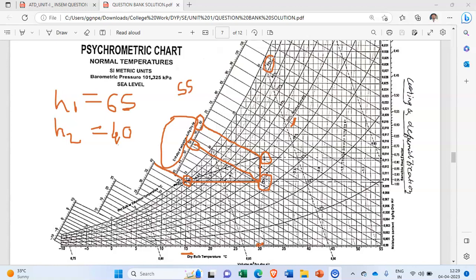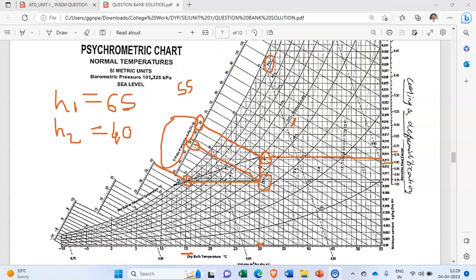Now how to calculate the values of specific humidities? Specific humidities, that is W1 and W2, can be found by drawing this. From point number 1 draw a straight horizontal line to the right, and it will intersect at this particular location. I will zoom it so that you can understand. Wherever it intersects, if you see carefully, this is 0.013 and this is 0.014 kg per kg of dry air.